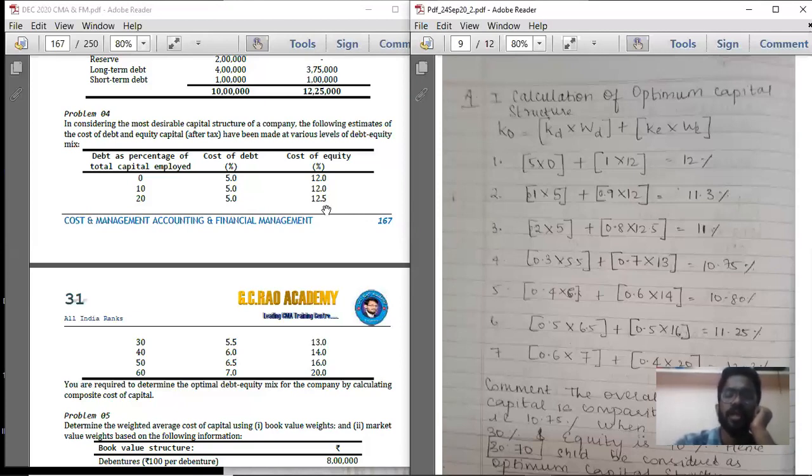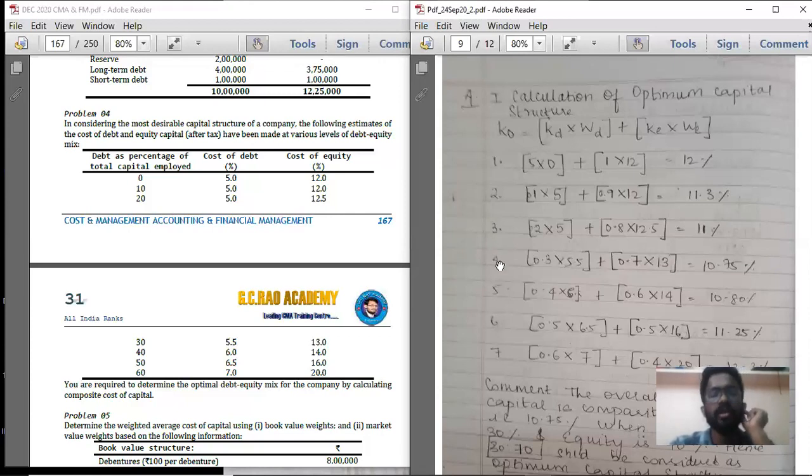0.2 into 5 within bracket plus within bracket 0.8 into 12.5 is equal to, calculated, 0.2 into 5 plus 0.8 into 12.5 is equal to 11%. So it is equal to 11%. That is the overall cost of capital under situation 3.